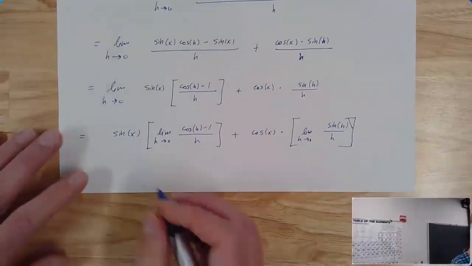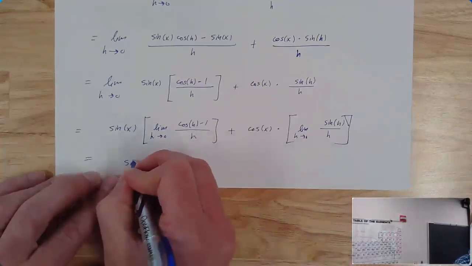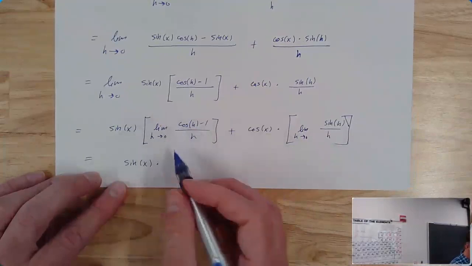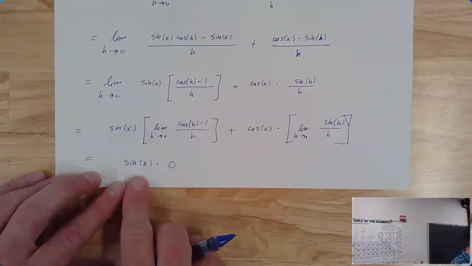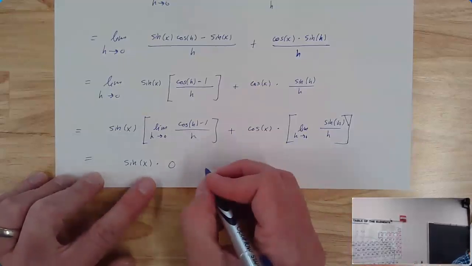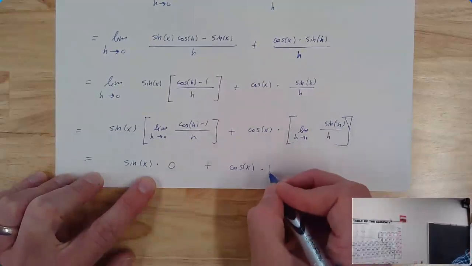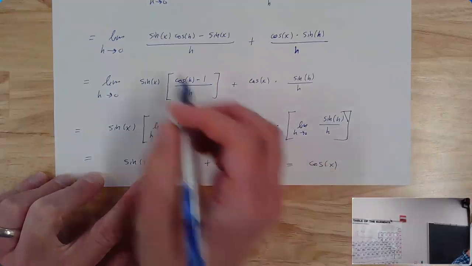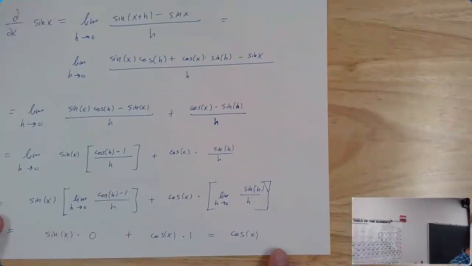Cool. So then this is equal to sine of x times, we've seen this limit a few times before, it's equal to 0. I can show you as well, but it's equal to 0. In fact, I will show you. And then cosine of x times this limit is 1. So we end up getting exactly what we thought we should get. The derivative of sine of x is indeed equal to cosine of x.